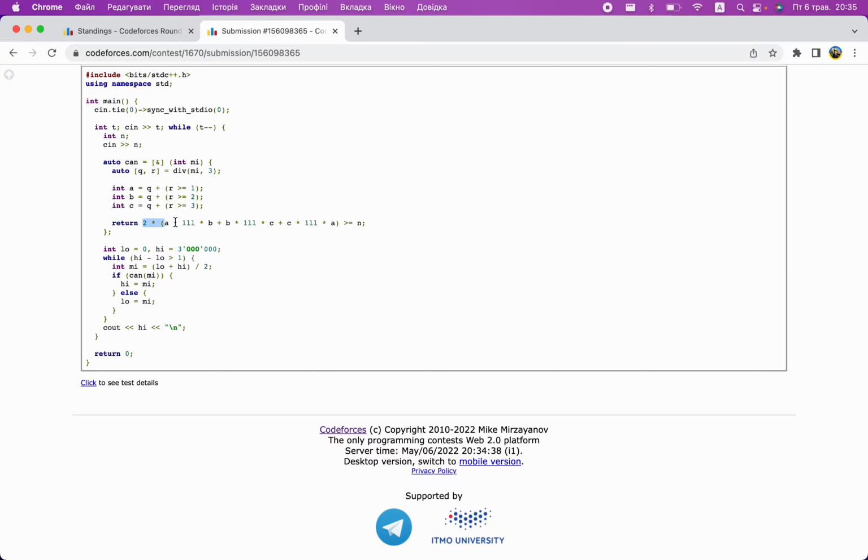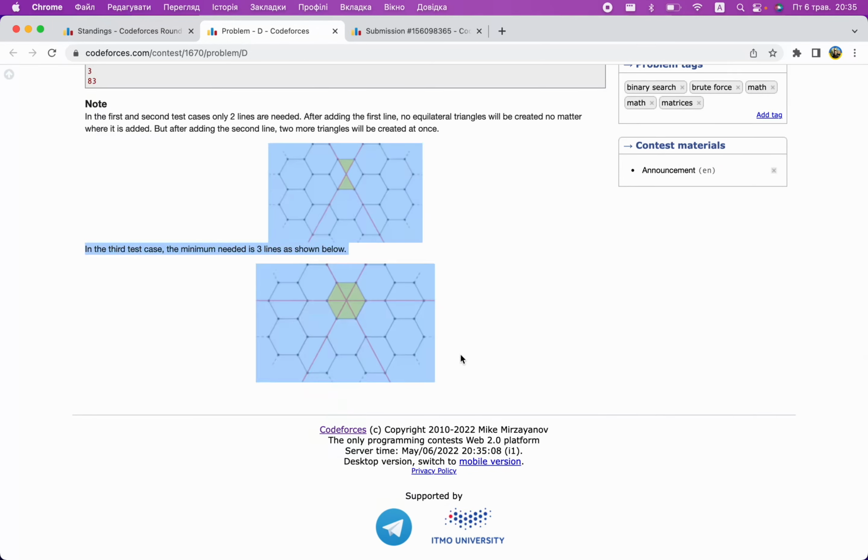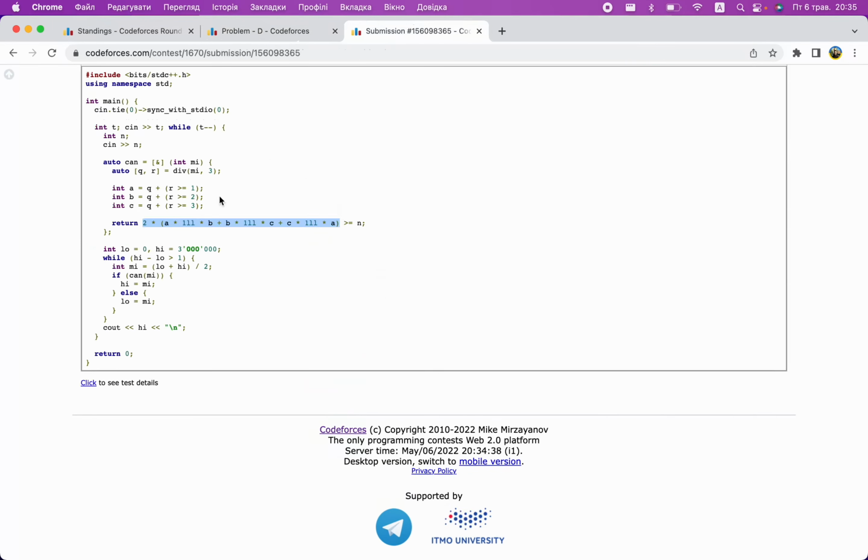Then you can see after some experiments, particularly after looking closely at these two cases, that if you have A lines in the first orientation, B lines in the second orientation, and C lines in the third orientation, the number of triangles that they form is bounded from above by this value. It is not hard to show that if we want to maximize this quantity, then A, B, and C should be roughly equal. In particular, they should be roughly their sum over 3. So that's what I do.